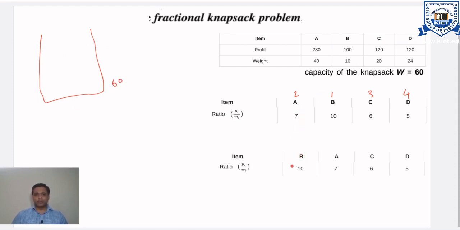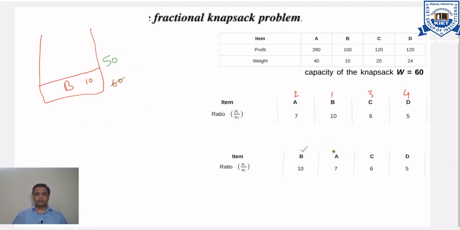Now we just put the most costly item B. The weight of B is 10 kg. Could we put this item into our bag? Yes, of course, because we have a 60 kg capacity and the item B weight is only 10 kg. So we could easily put this item into our bag. Now our new capacity would become 60 minus 10, 50. So we are left with bag capacity 50.